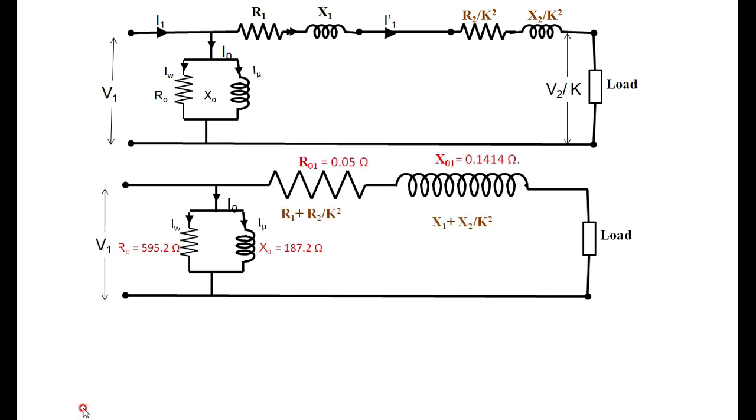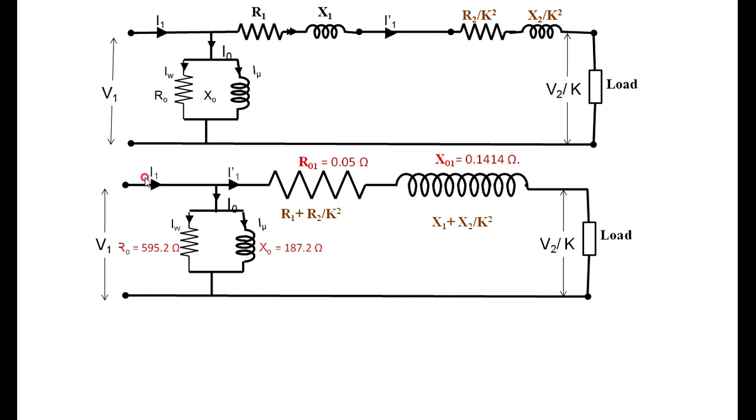this equivalent circuit diagram referred to the primary side. Here you have to draw it referred to the secondary side. In that case, this should be replaced by RO2, this should be replaced by XO2, and this is replaced by K square times this value and K square times this value. Similarly, here instead of V2 by K, what I am getting is V2, and here it is K times V1, and the current I1 dash, that is I2, is K times I1.